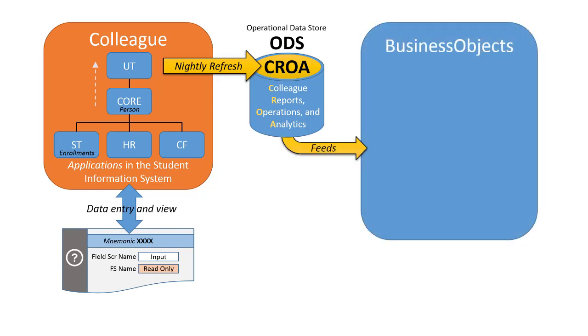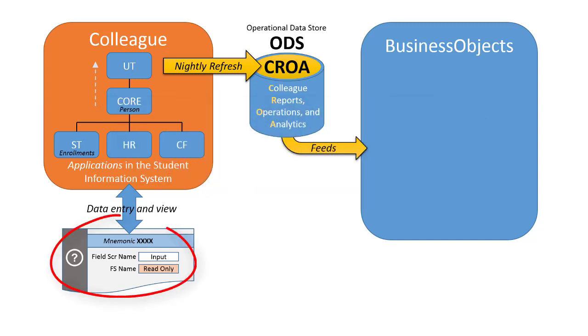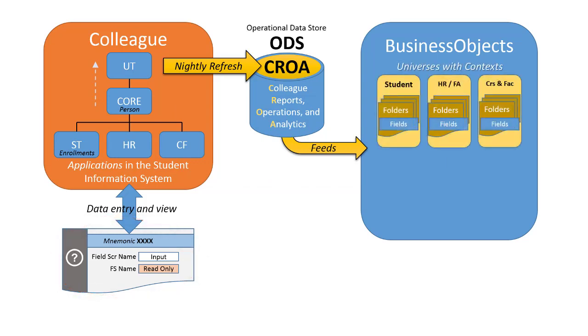Business Objects is fed data from CROA. Note that all of this is a one-way system. Nothing in CROA or Business Objects will change the data held in Colleague. That can only be done via mnemonic. Business Objects houses multiple universes, collections of related tables of data, each containing multiple contexts, linked tables, and data fields.